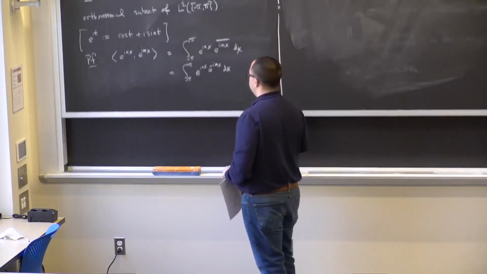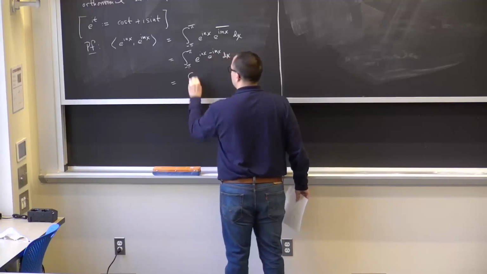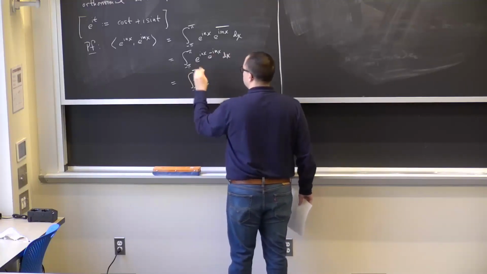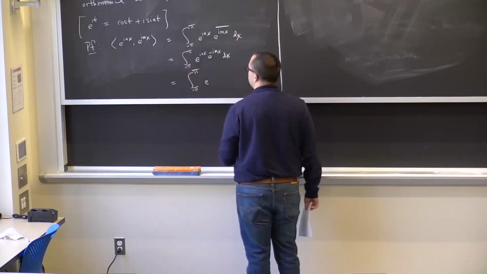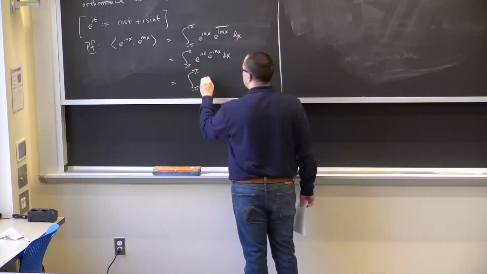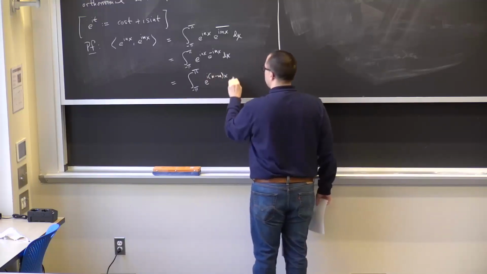And again, you can just go from the definition of what this is. You don't need any fancy complex analysis. This is e to the i(n minus m) times x dx. Okay?